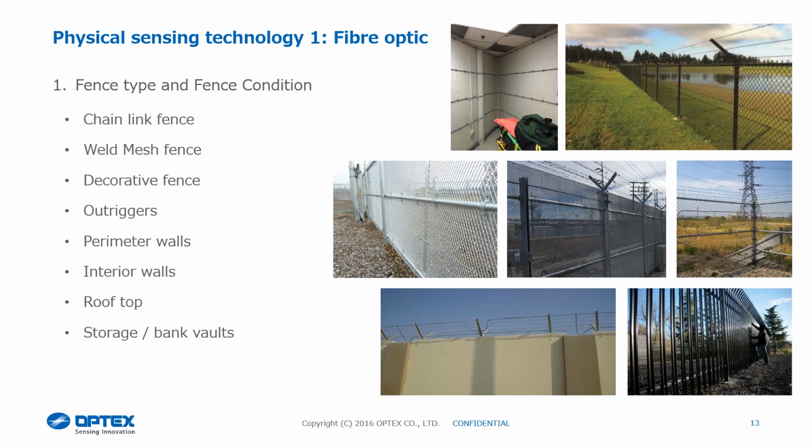It can also be used for all other types of UK fencing. So we can have it on palisade, we can have it on security fencing. You can do lots of weird and wonderful things. So we can put it on outriggers on the top of concrete walls. As we've said with the data center applications, we can do it on perimeter walls, whether that be external walls, internal walls. You can also do it on rooftops, and it's ideal for storage and bank vault kind of applications.